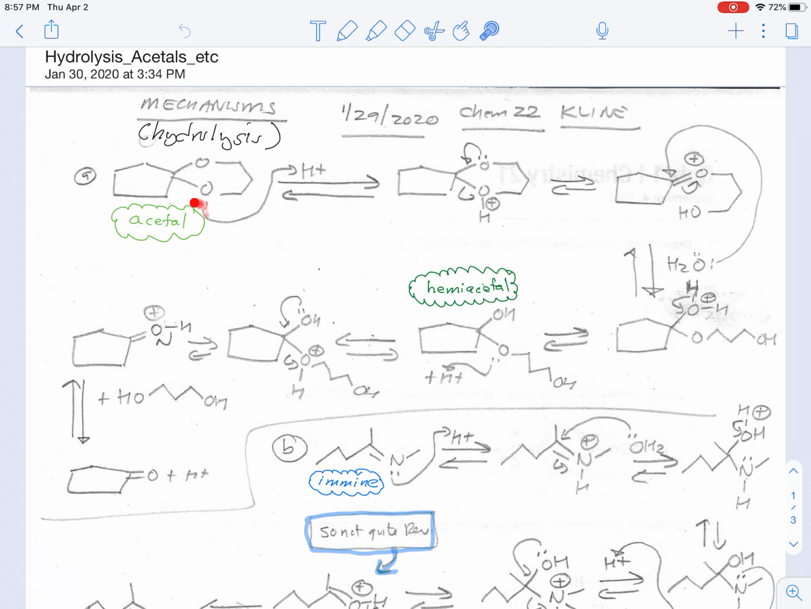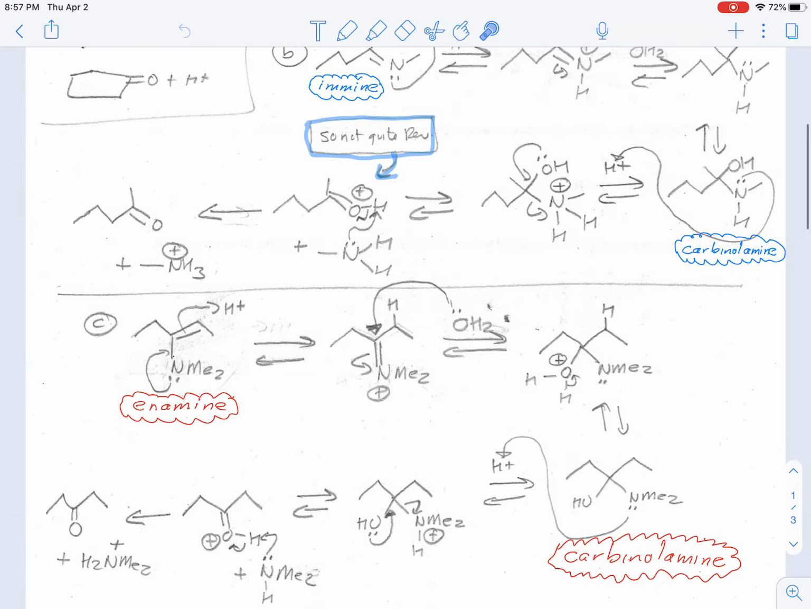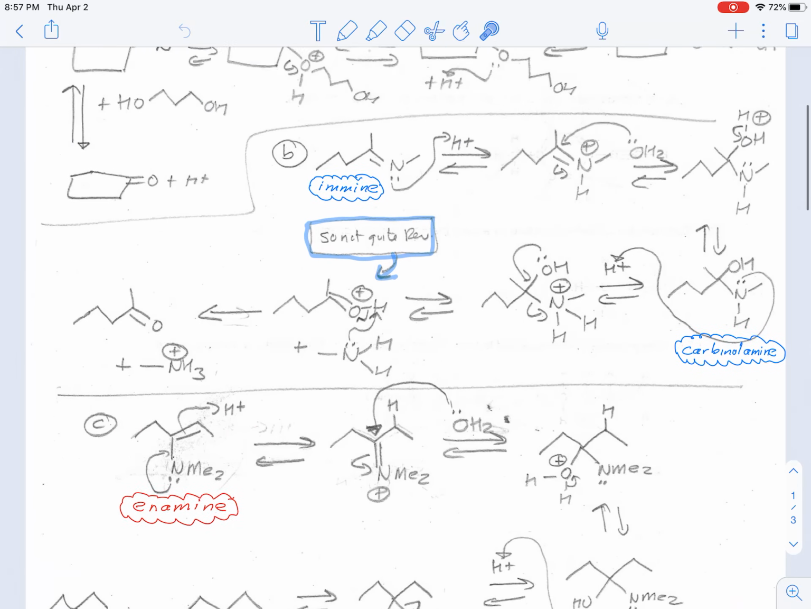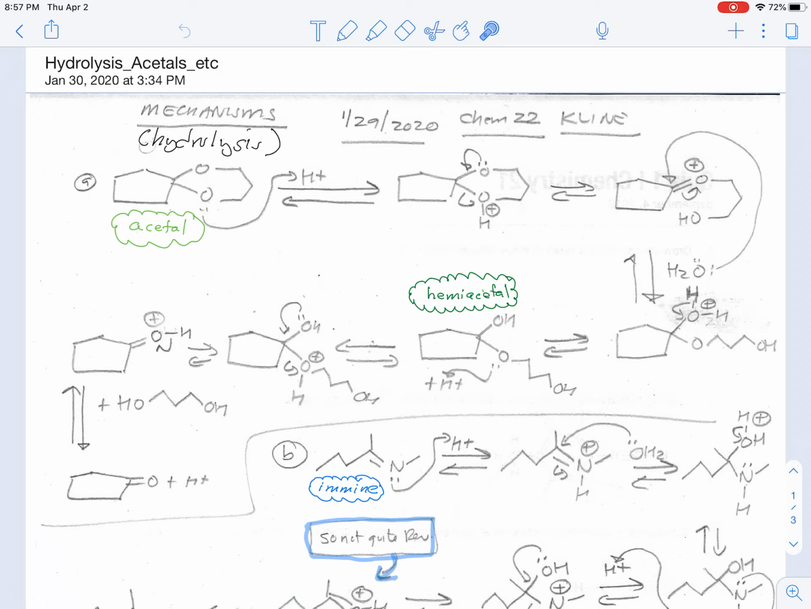Here we have the mechanisms of the hydrolysis of acetals, imines, and enamines from the aldehyde and ketone chapter, which is chapter 19 in Klein. And this is something I prepared for the winter class, and I went over with them, and now I'm going to go over it for the spring class.